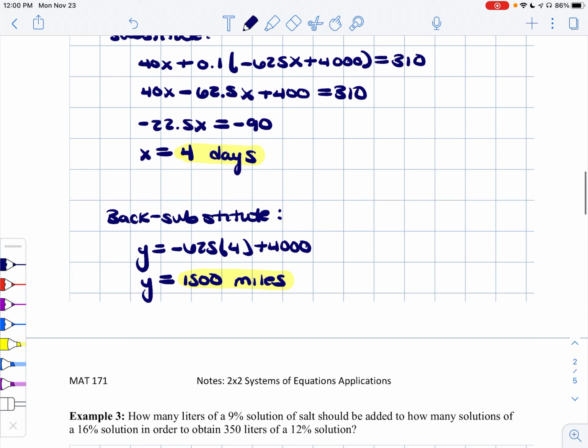Okay. And like I said in the last video, if you want to write this as an ordered pair, you can. You can write it as (4, 1,500), but it's also okay just to leave them separate and either just make sure to box or highlight your answers so that we know what's what.